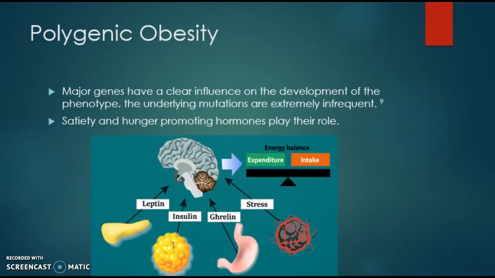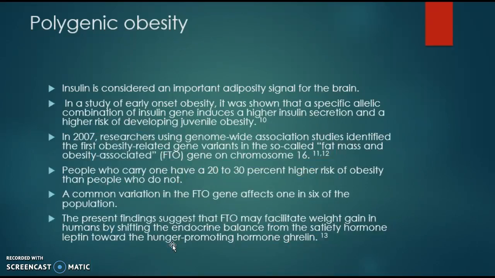The polygenic obesity is due to major genes that have a clear influence on the development of the phenotype, but the underlying mutations are extremely infrequent. Different satiety and hunger-promoting hormones play their role in causing this type of obesity. Insulin is considered an important adiposity signal for the brain. In a study of early onset obesity, it was shown that a specific allelic combination of the insulin gene induces a higher insulin secretion and a higher risk of developing juvenile obesity.